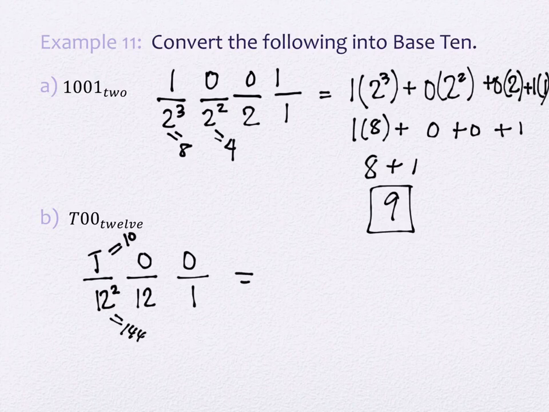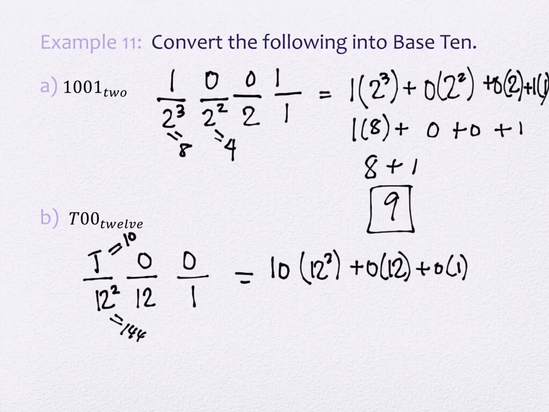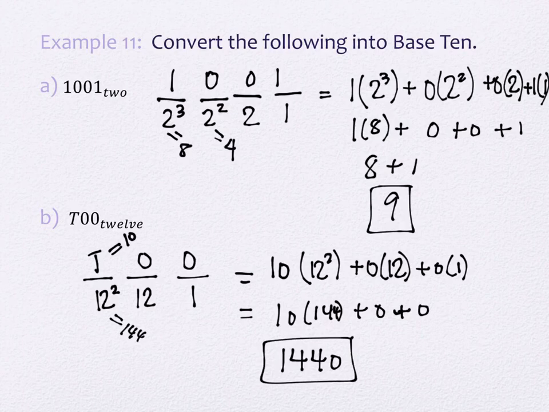So I take each value, so T, which is 10, times 12 squared, and I'm going to write the zeros in just so that you can see it. 0 times 12 and 0 times 1. I know there's zeros, and if you don't write them, it's okay, but you would normally have other numbers there, or potentially. And then we would have 10 times 144, and these are both zeros. 10 times 144 would be 1,440. So if I had 10 flats, and each flat was 144, that's 10 times 144 units.